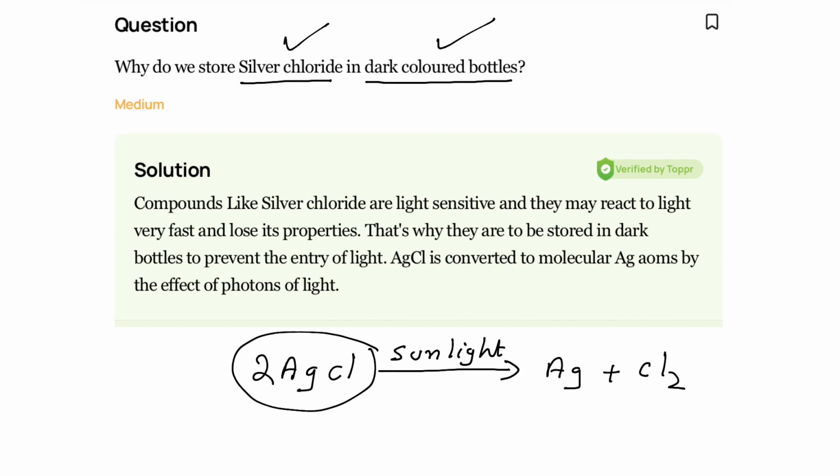Got it, right? Silver chloride, if it is exposed to sunlight, it undergoes decomposition. To prevent the decomposition, we will store the silver chloride in dark color bottles so that the exposure to sunlight can be prevented. Hope you got the answer. Easy one, right?